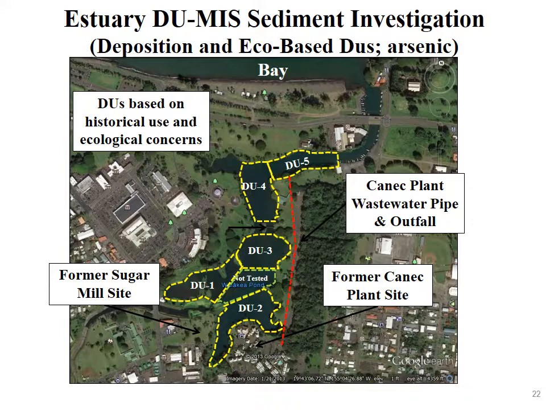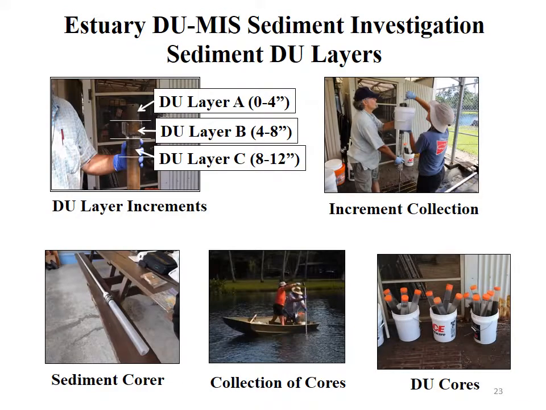We also looked at sediment at different depths to see if there was some vertical limit to contamination. So here's an example at this site. Again, we did multi-increment sampling. We'll look at that more later. Each one of the DUs collected 30 cores.